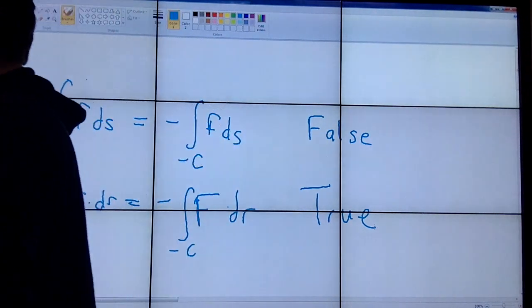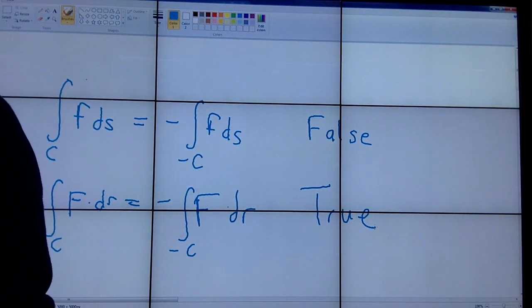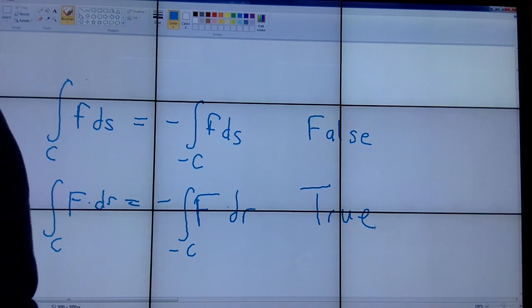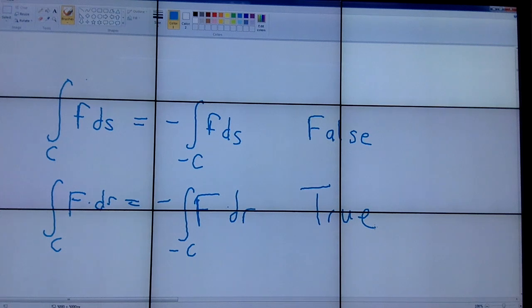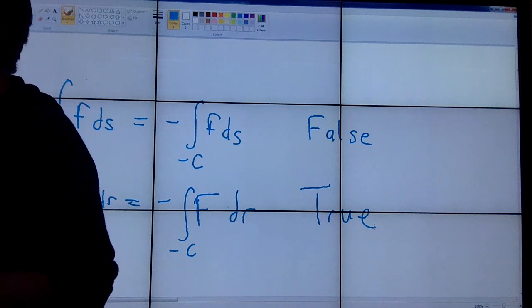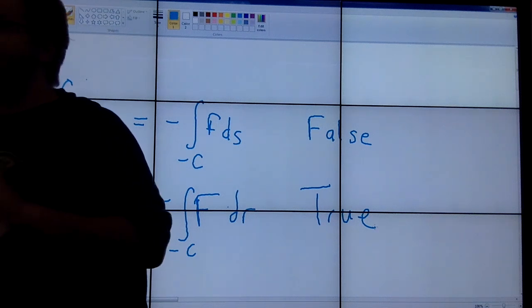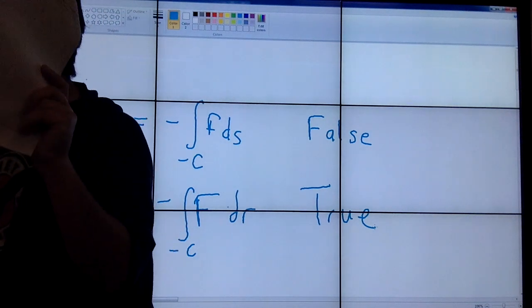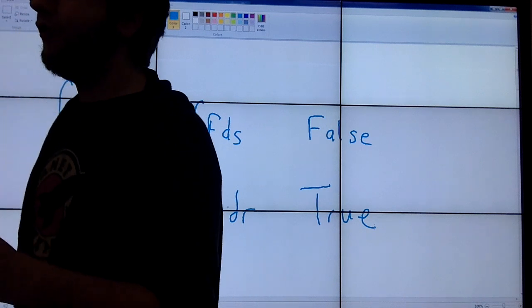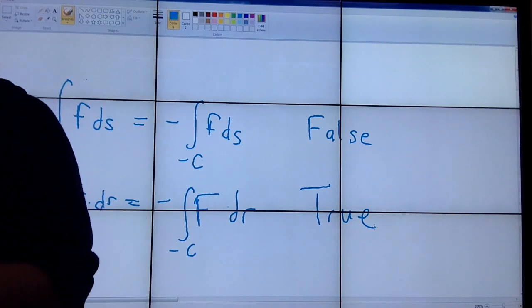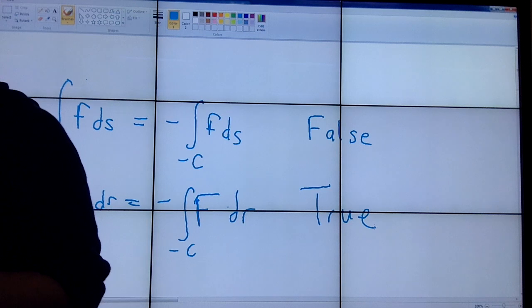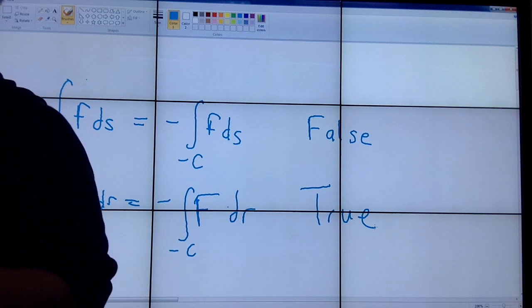The answer would be false if, say, it said y to the 4th. If the first guy said y to the 4th in both integrals, then it'd be wrong. Why? The vector field here is conservative. What's the partial derivative? I want to take the partial derivative of the 3x squared y cubed with respect to, sorry, I meant to say with respect to y. So you get 9x squared y squared, right?